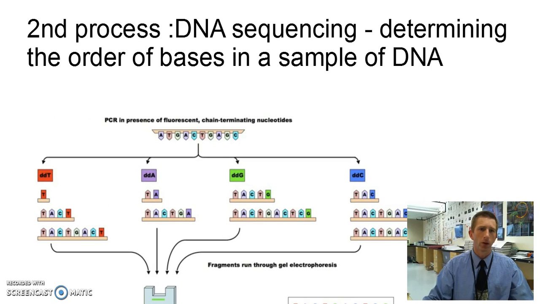So now let's talk about some process. All right, so now let's go and let's look at our second process, DNA sequencing, which is defined as determining the order of bases in a sample of DNA, right? So up until now, chapter 12, chapter 13, we've just kind of assumed, oh yeah, there's A's and C's and T's and G's, and we can see the order because it's right there on the page.